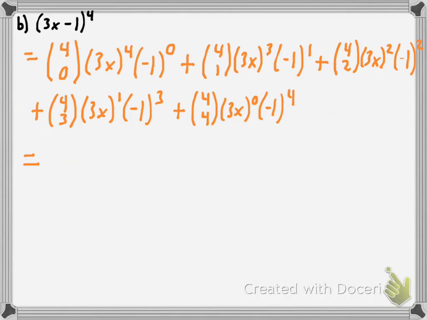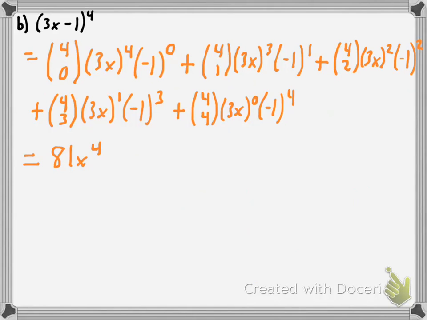Again, pause if you need to take a look at all the terms, if you didn't already get that on your own. All right, and then the simplifying, we'll have 4c0 is 1 times 3x to the fourth, which is 81. Well, let's just do all this at once. This is going to be 81x to the fourth times 1. And then negative 1 to the 0 power is positive 1, right? So we'll just get 81x to the fourth right there.